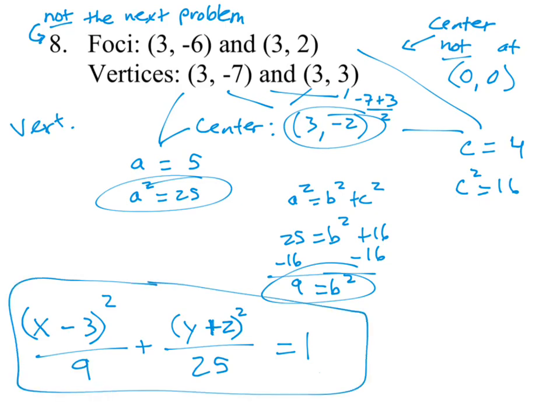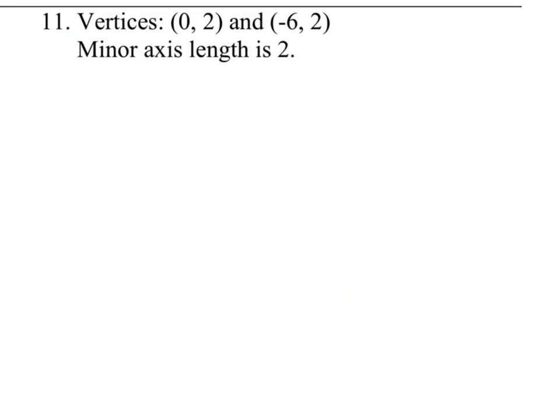And now we have our equation. I got one more example for you, and this is number 11, the second to last one. I wanted to just show you a little difference here. This one again gives you vertices, so you can get the halfway point between your vertices, and that'll be your center. Halfway between 0 and negative 6 is negative 3, and then halfway between 2 and 2 is 2. So we got our center at (-3, 2).